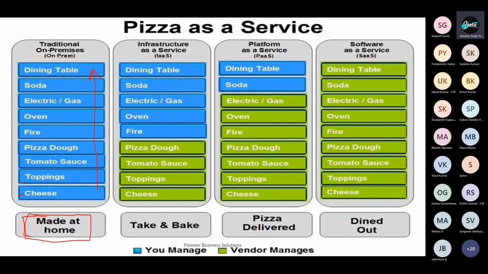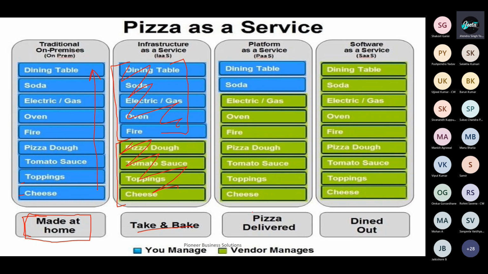Then we generally don't go for homemade pizza. We can go for the partial part, that is take and bake. Some of the things you buy from your grocery store, and some of the things you already have at your home. So cheese, topping, tomato, pizza dough, and tomato sauce, you'll buy from the nearest grocery store. Remaining, dining table, sodas, and all those things might already be there at your home. So only this much you have to manage. This you can purchase directly.